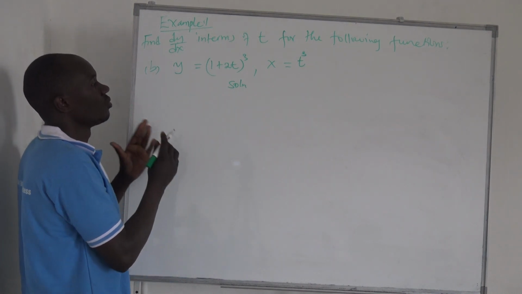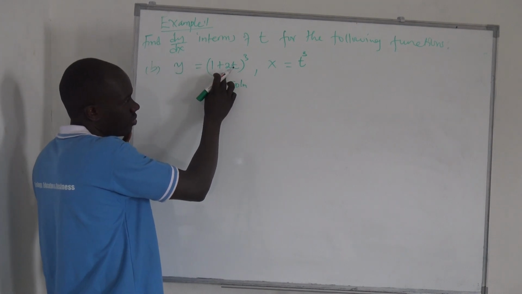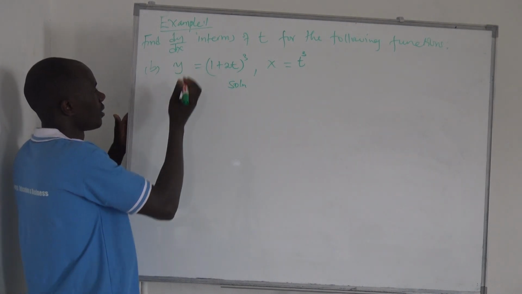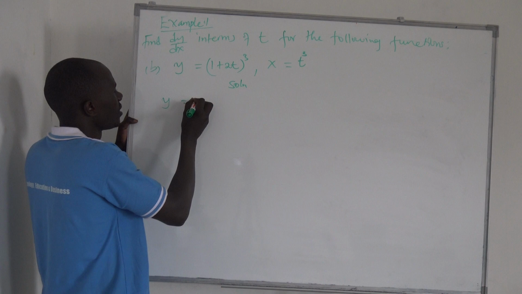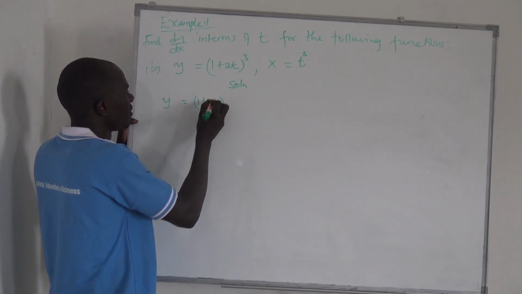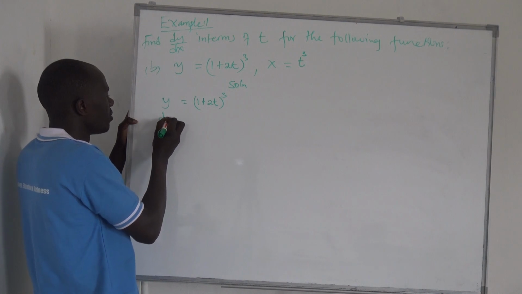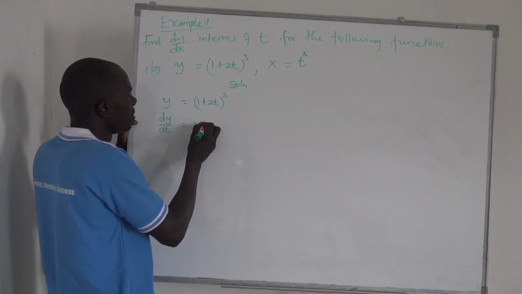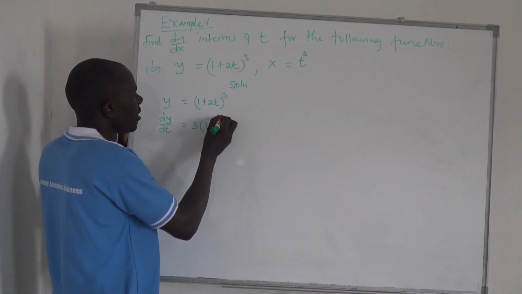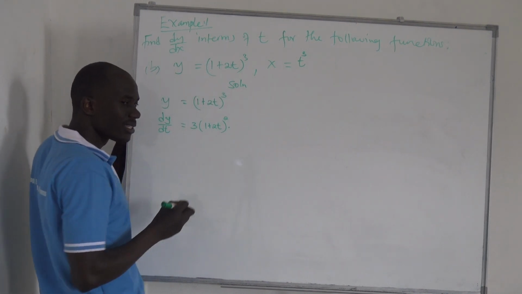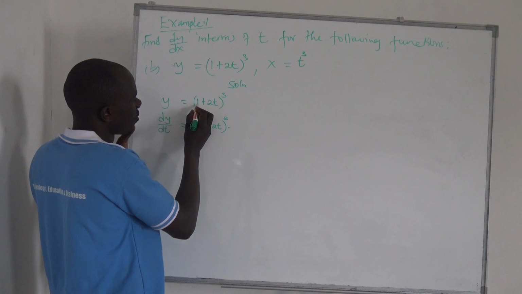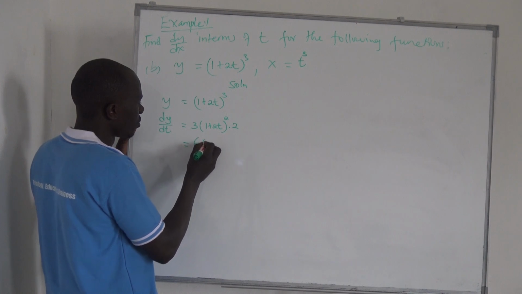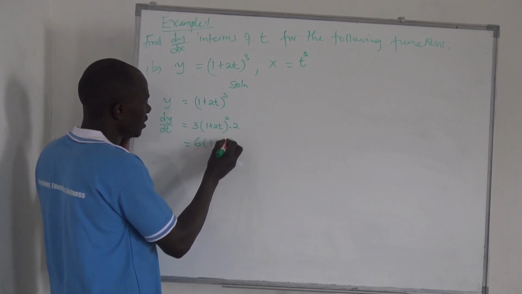So the first step is the same: you differentiate y with respect to t, you differentiate x in terms of t, then we use the chain rule. Y equals 1 plus 2t, the whole of it cubed. So can we look at dy/dt? How do we get dy/dt? You bring 3 first into 1 plus 2t power 2. You deduct 1, times, then we differentiate inside. When you differentiate 1, you get 0. When you differentiate 2t, you get 2. So when you multiply, what do you get? You get 6 into 1 plus 2t squared.